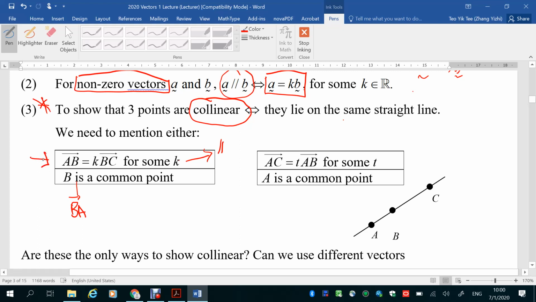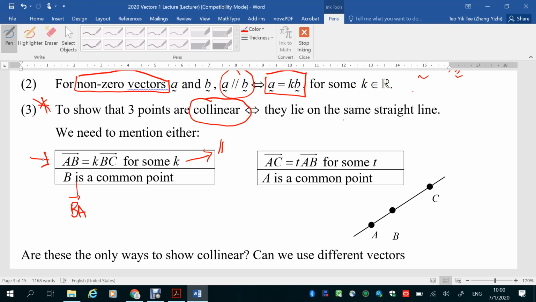The rule of thumb is if it's a proof question in the exams, please treat the markers as total idiots. Many students tell me that AB equals k BC, and B is there already, so obvious. What's there to say? Rule of thumb, treat the markers as idiots. So specifically mention B is common.